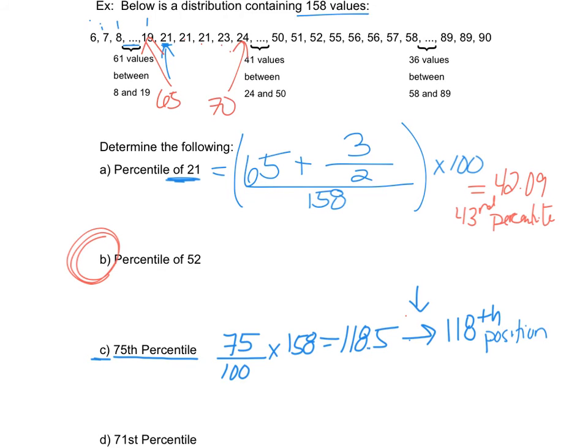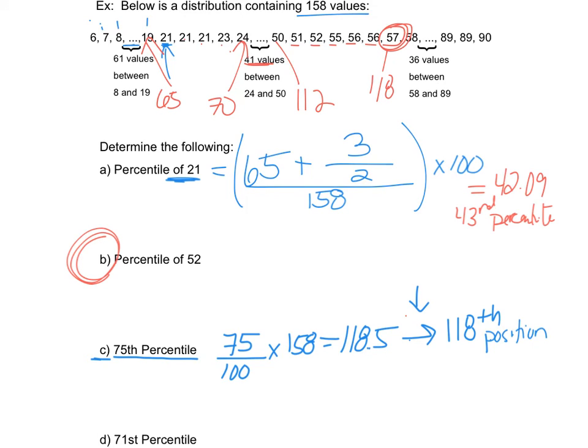So we're still not at the 118th. We have another 41 in between. So that brings us up here to 112. Okay, so we're getting close now. 112, 113, 114, 115, 116, 117, 118. This is the 118th number.